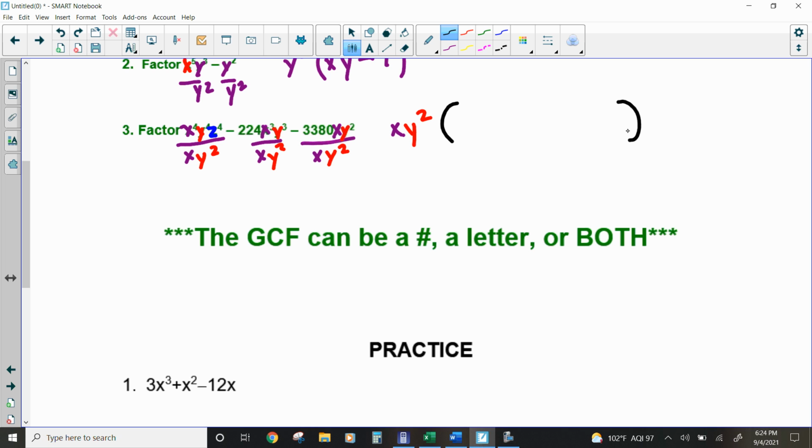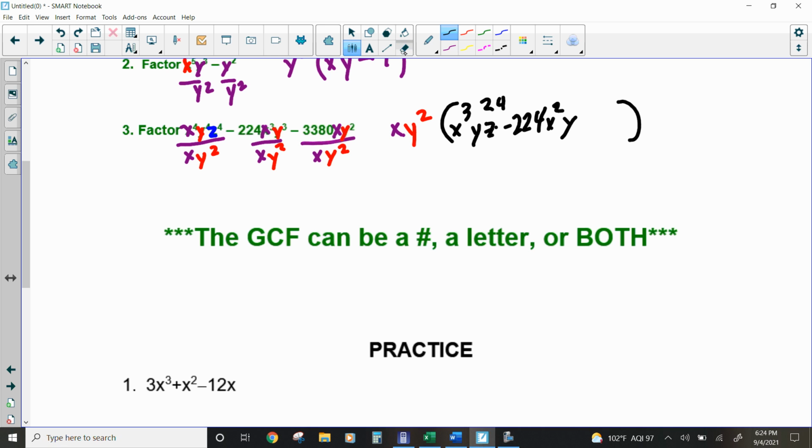of the parentheses. Now this thing had 3 terms, so the parentheses should have 3 terms. So I'm going to be left with x to the third, I'll be left with y squared, and then the z to the fourth. And then I'm going to have the 224. I'm taking out one of the x's and it had x to the third, so now it's got x squared. And then it's going to have a y left over.